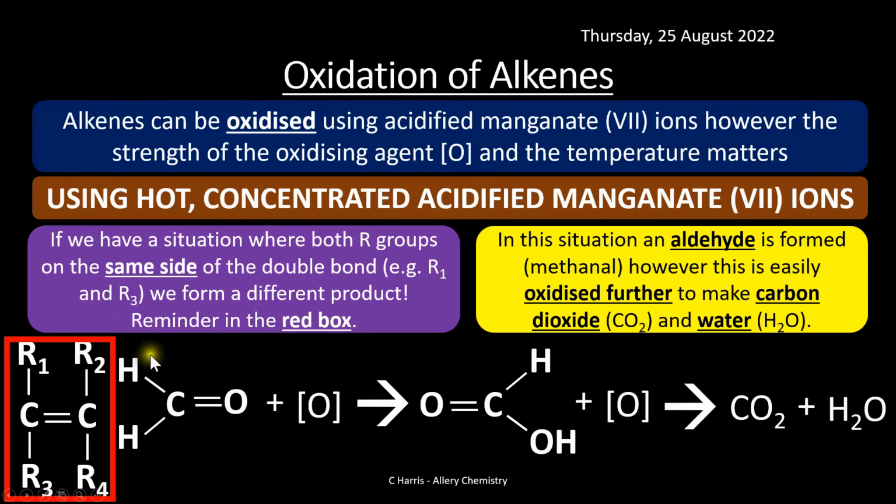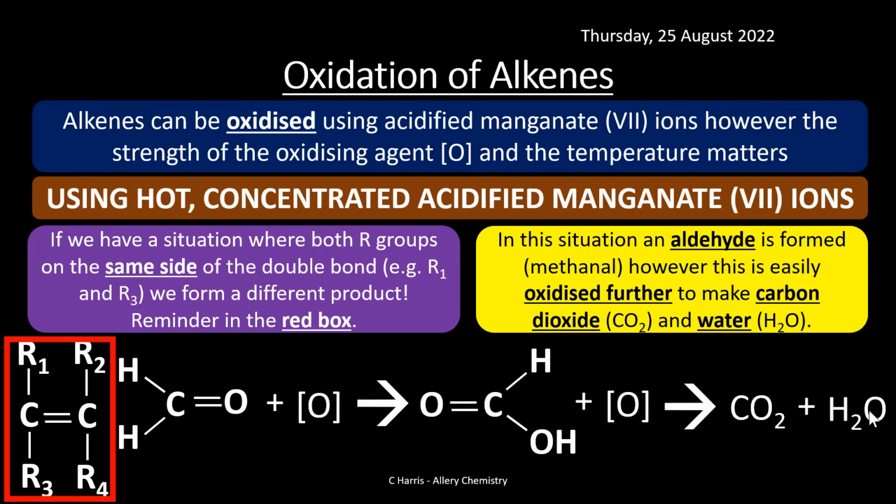So this is the situation where both R groups are on the same side of the double bond. If we're on the same side, so if these are basically identical, then we form this product here. So you can see your two hydrogens there. And then this molecule here can then be used to produce carbon dioxide and water. So in other words, if that and that is a hydrogen and not an alkyl group, then we can produce this product and we can oxidize that, and that will form carbon dioxide and water.